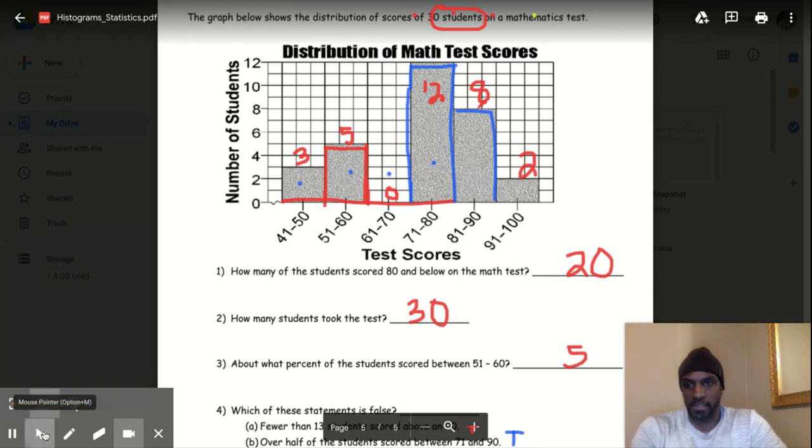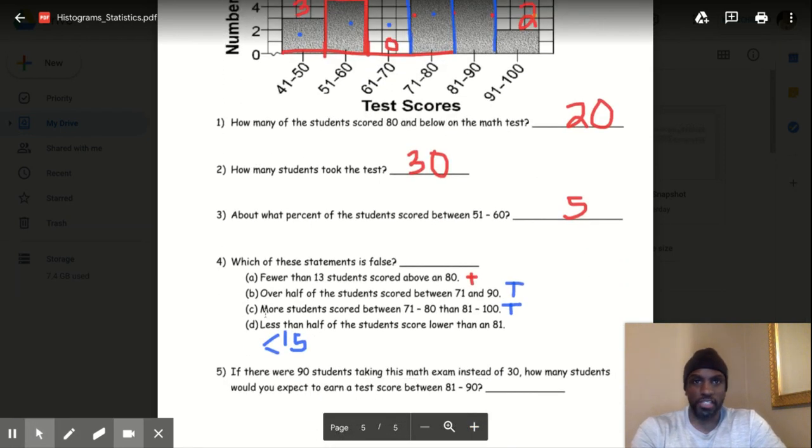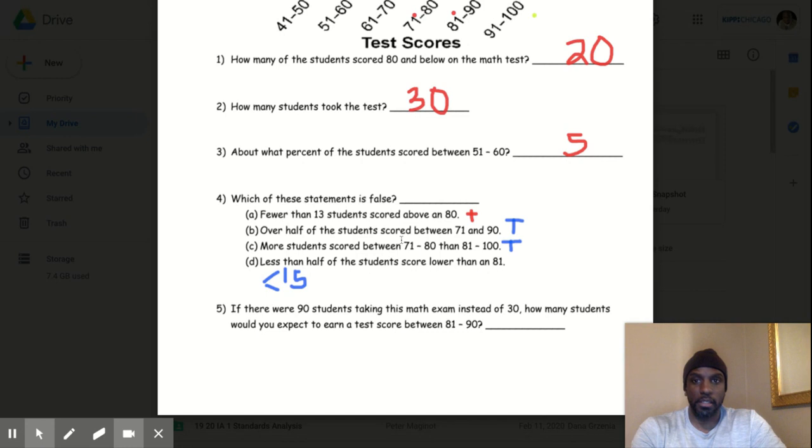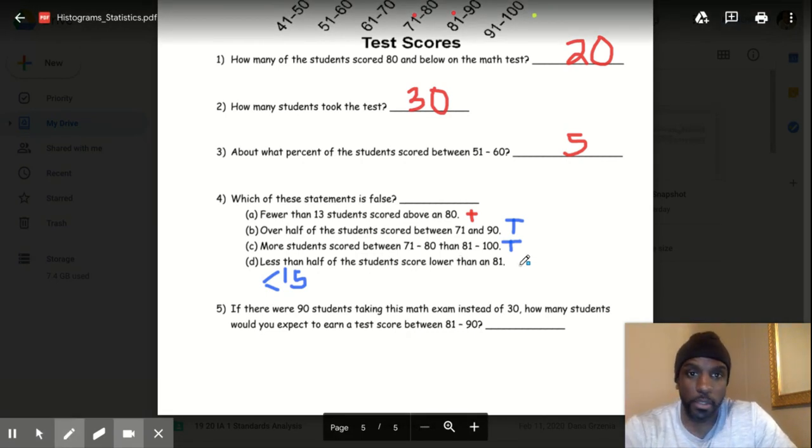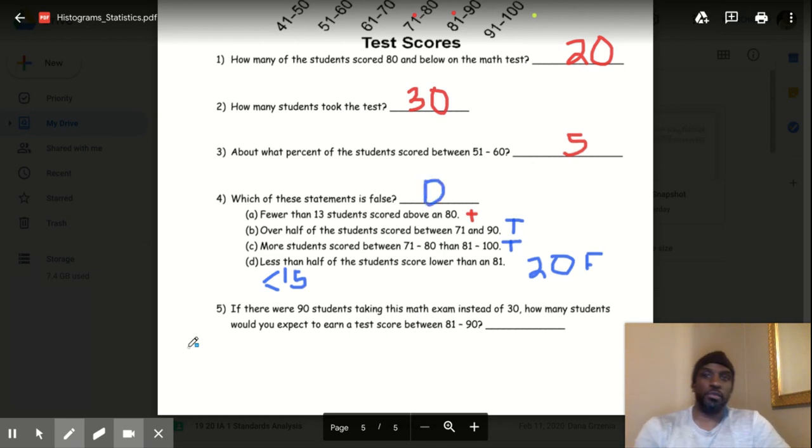So we got 20 students that scored lower than 81. It says less than half of the students scored lower than 81. No, that's not true. Actually, 20 students scored lower than 81. So this one is your false right here. So you will put D. D is false. D is the false one, okay?